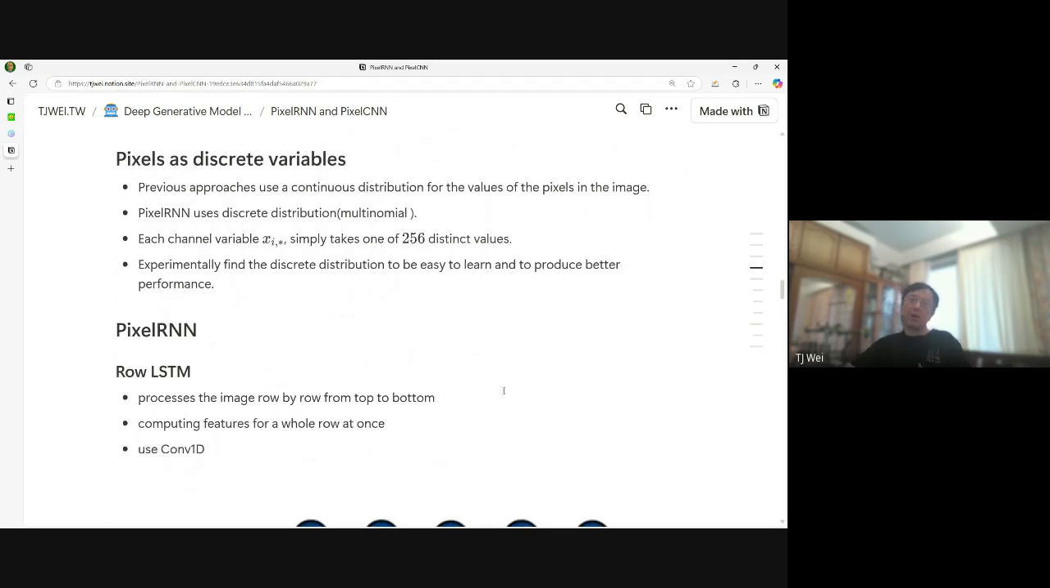Okay, so let's talk about the pixel as discrete variable. This is also an interesting choice.